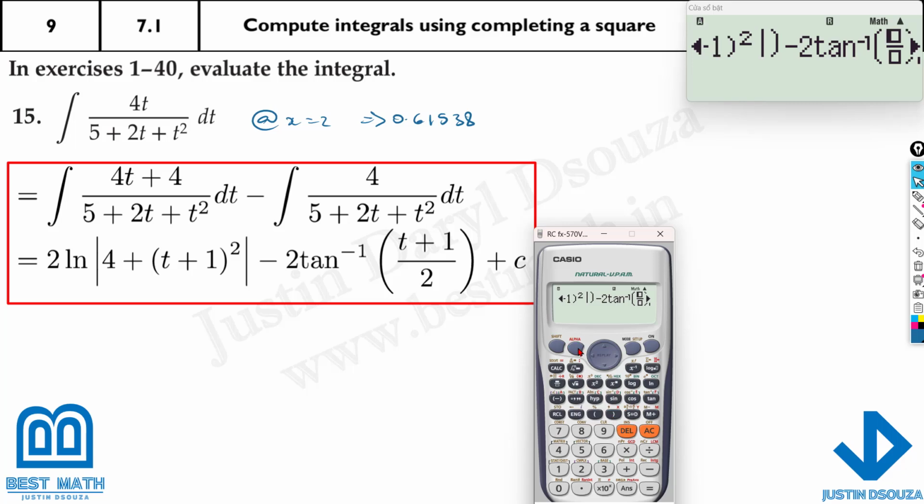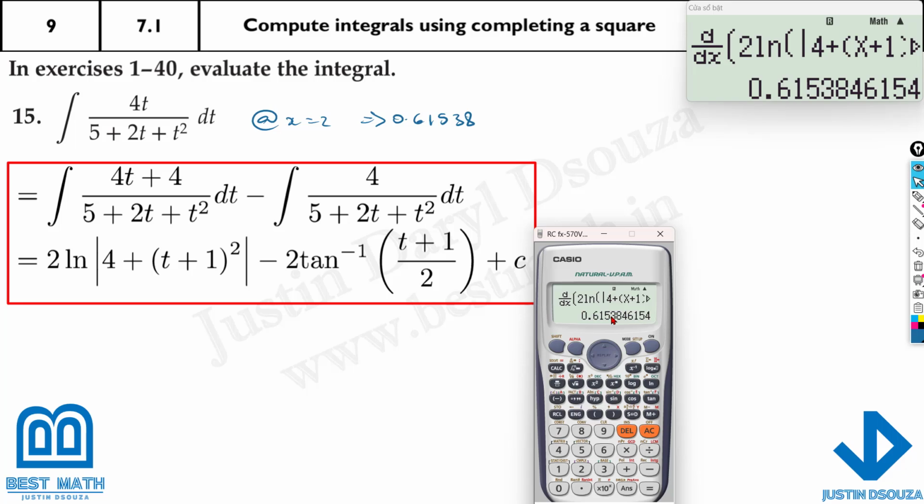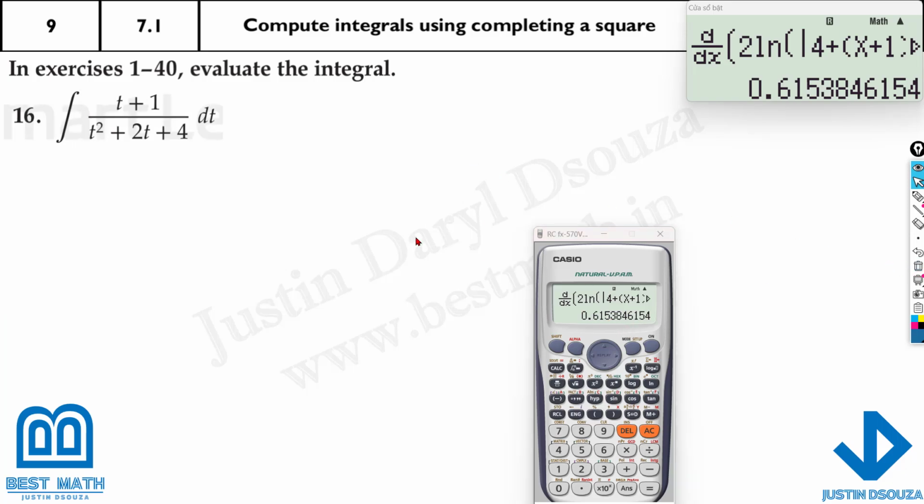So it's alpha and x. No, for some reason it was not working. Okay, x plus 1 divided by 2. And now close the bracket and then put in the value. What was the x value? It was 2. And it should match. It is matching, 0.6138. You can try this by yourselves.